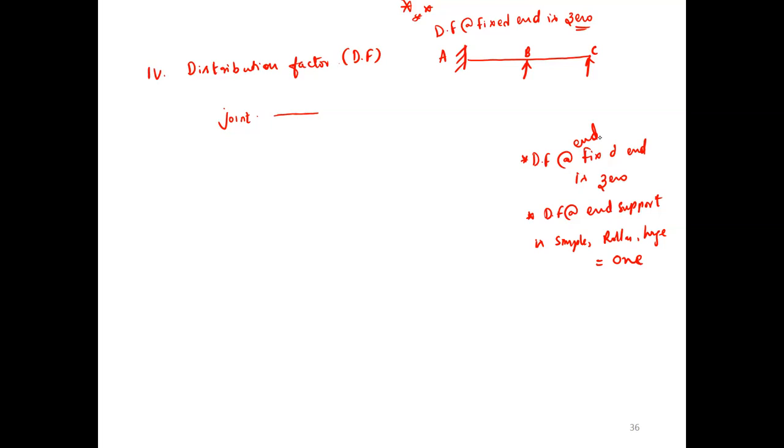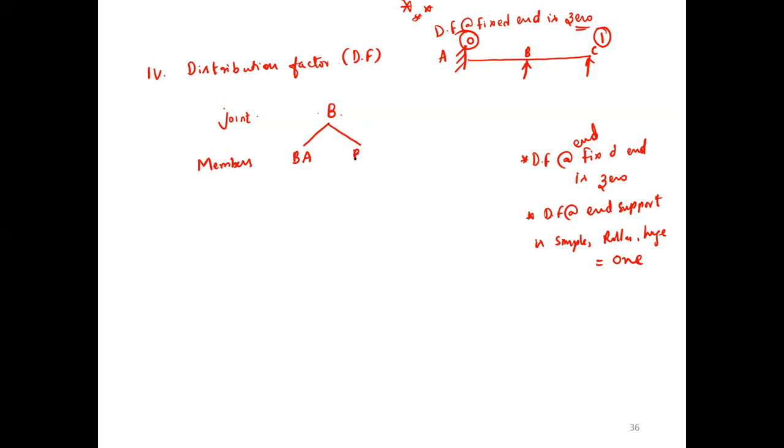Now tell me, in the given beam, what is the distribution factor at A and at C? A is 0. C is 1. Now what remains to be found? The intermediate joint, B. What is the intermediate joint? B. What are the members of the intermediate joint? BA and BC.